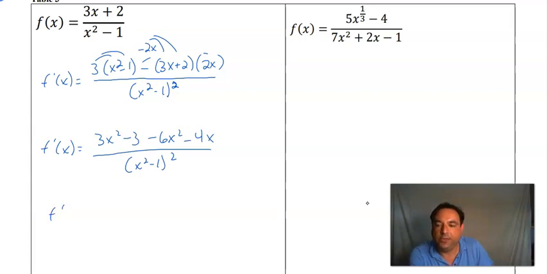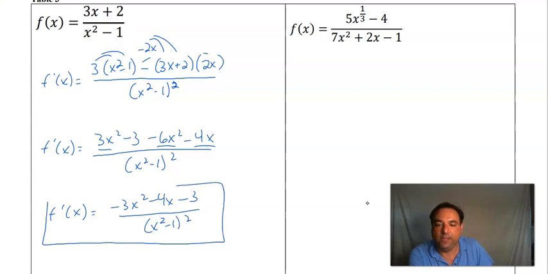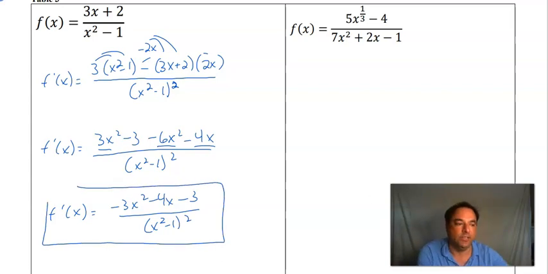Then we can continue cleaning up the numerator, simplifying, combine like terms. 3x squared minus 2x squared is negative 3x squared. Then we have minus 4x. Then we have minus 3 over x squared minus 1 squared. That would be the final simplified answer. Okay. Next, the other one.